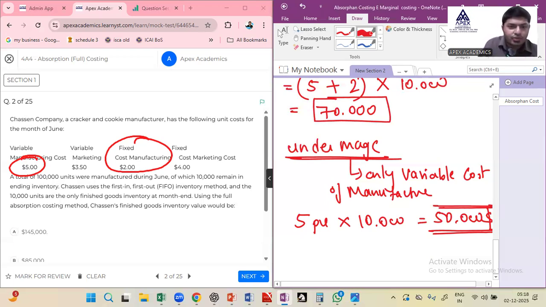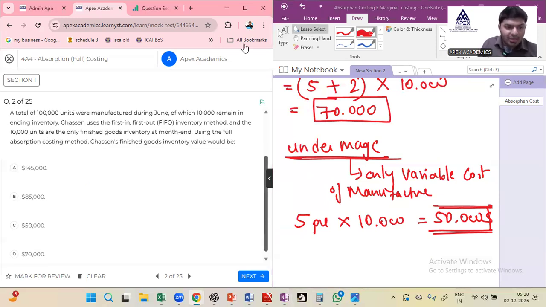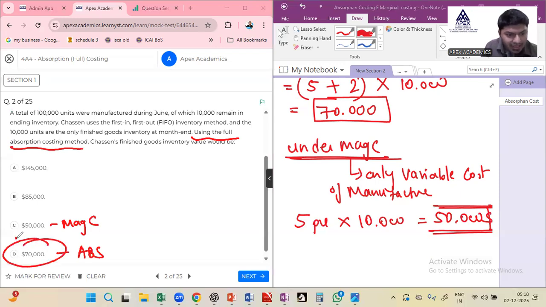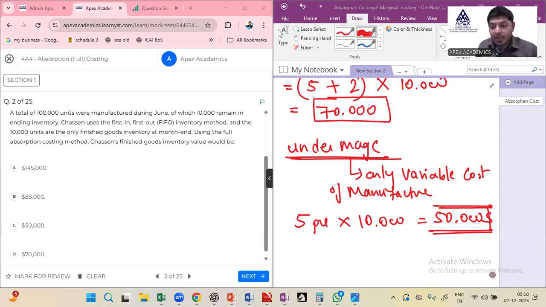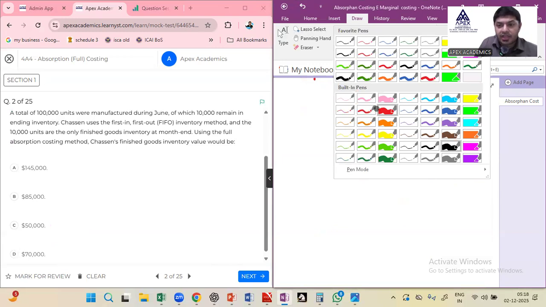Therefore, now if I have to check out the answers given in the options below, what is the value of my closing stock? It cannot be 145. 145 will be an absolutely wrong answer. Cannot be 85. It is 50 under marginal costing and it is 70 under absorption costing, and the question is asking us to solve by full absorption costing. Therefore, our answer is option number D. This is a very important concept that we need to take into consideration when we are doing absorption versus marginal costing. We now move to question number 3.